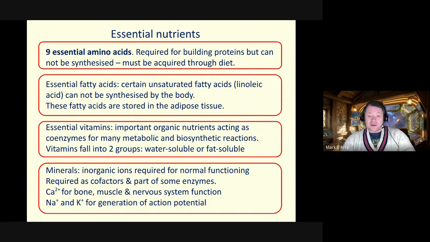Minerals are inorganic ions required for normal functioning, required as cofactors and as part of some enzymes. Calcium is needed for bone, muscle, and nervous system function. For example, you need calcium for muscles to contract and for neurons to release neurotransmitters.